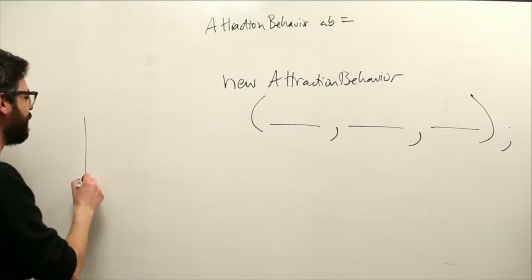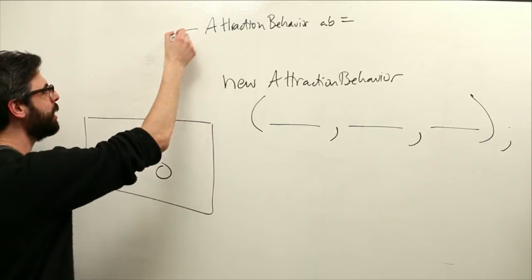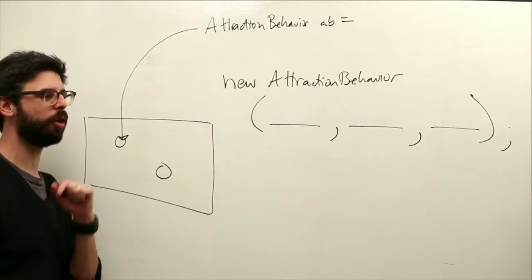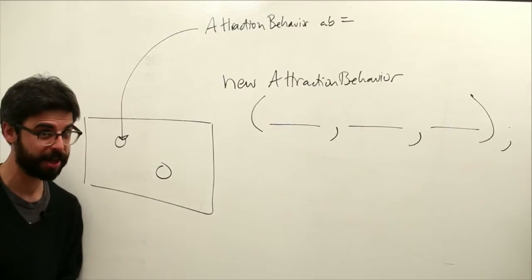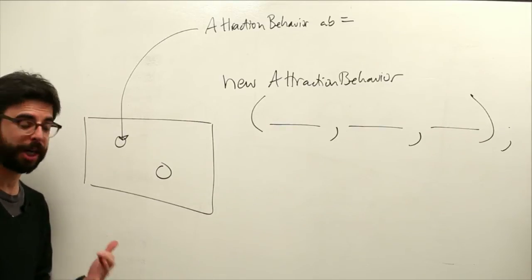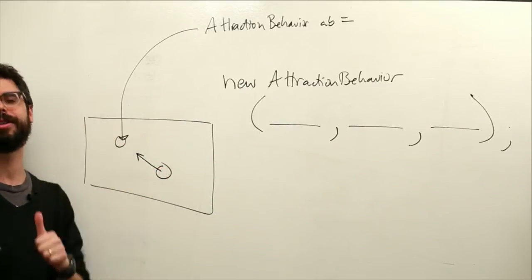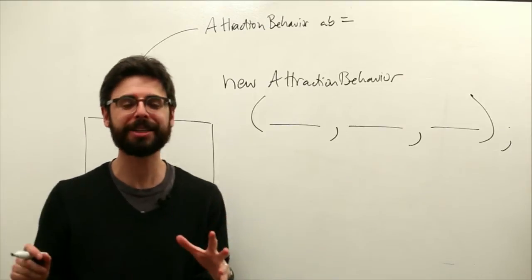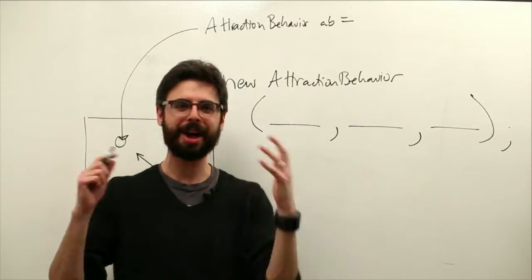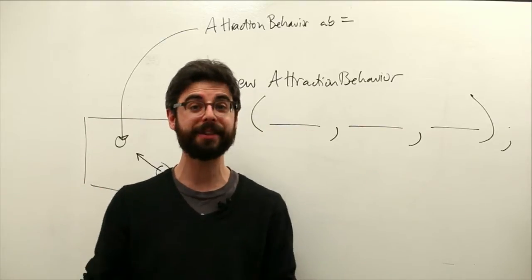So let's say we have a VerletPhysics world, and it has a bunch of particles to it. What we're saying is we want to assign this particle an attraction behavior. We want to say that this particle is attractive, meaning any other particle in the world will experience a force that pulls that particle towards it. It seems like a simple concept, but remember, when you have lots and lots of particles to calculate every force between every single one, it's kind of a complex task.